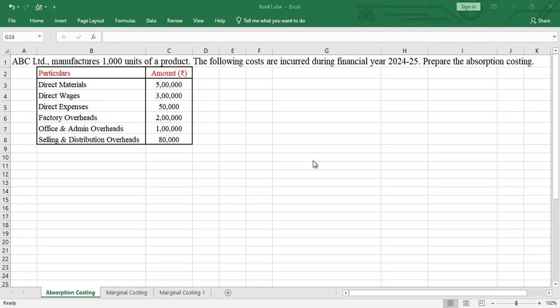ABC Limited manufactures 1000 units of product. The following costs are incurred during financial year 24-25. Prepare absorption costing. The amounts given are: direct material, wages, expenses, factory overhead, office and administration overhead, selling and distribution overhead. With the help of this information, we have to find out the cost per unit to manufacture 1000 units of product.